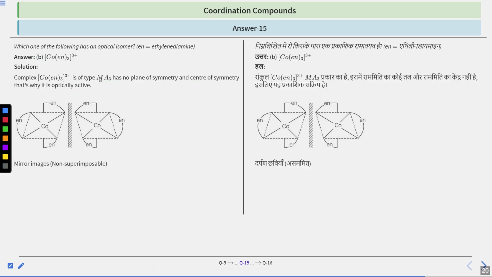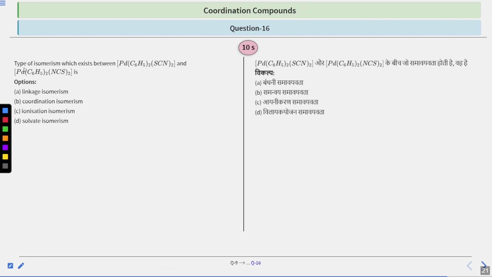Okay, let's move on to the next question. Question number 60. The type of isomerism which exists between palladium C6H5 twice SCN twice and palladium C6H5 twice NCS twice is. So we have been given two complexes here, and we are asked what type of isomerism exists between them. Options are linkage isomerism, coordination isomerism, ionization isomerism, or solvent isomerism. You have 10 seconds to solve this question. After that, we will see the answer.